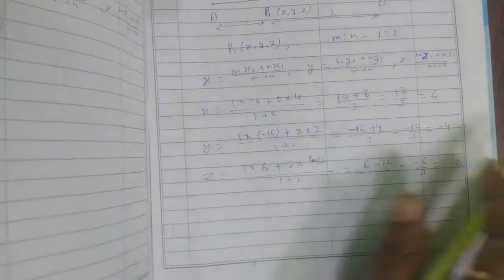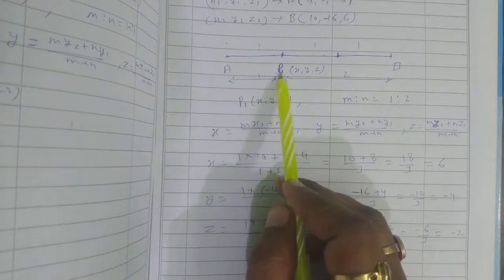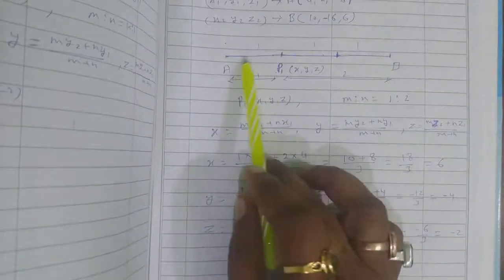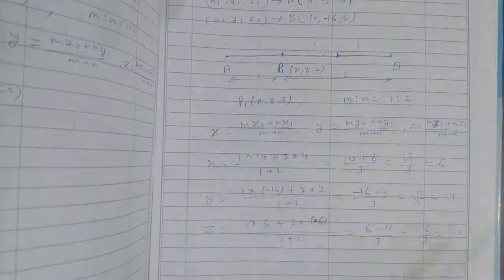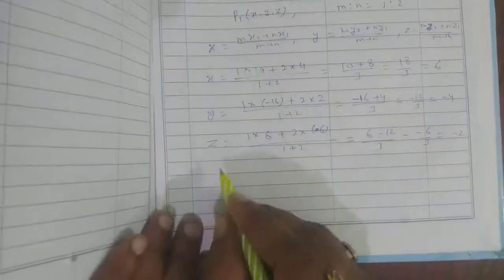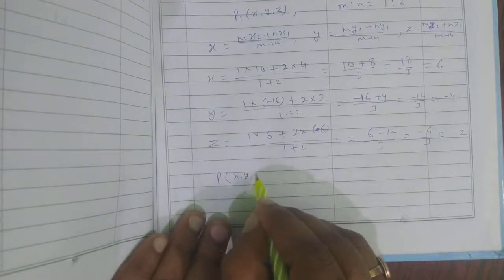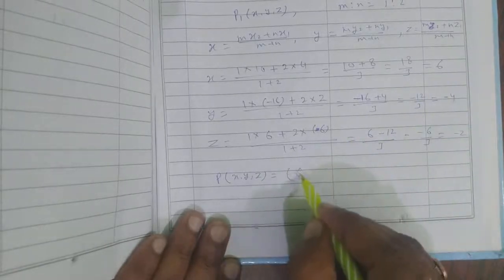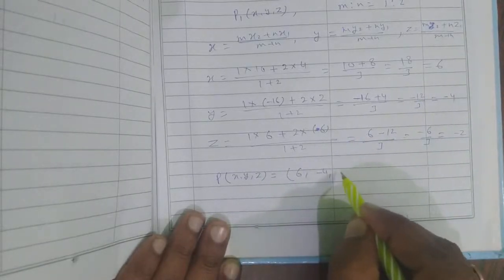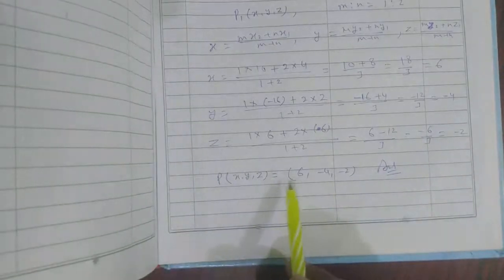According to this condition, when P1 divides the line AB in 1:2, what is the coordinate of P? The value of x is 6, y is -4 and z is -2. So this is your first answer.